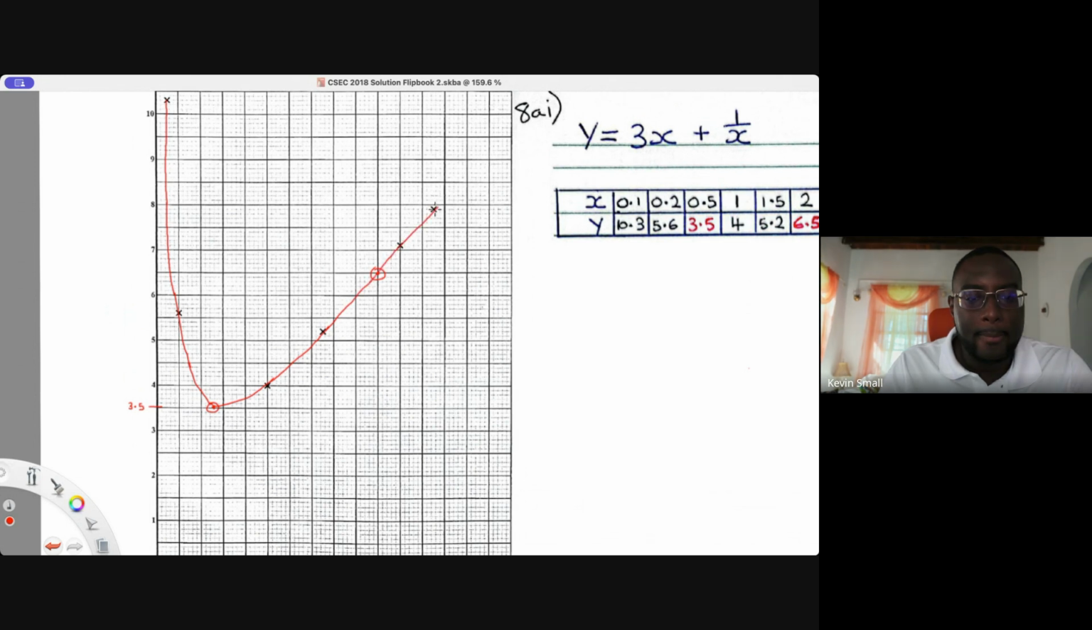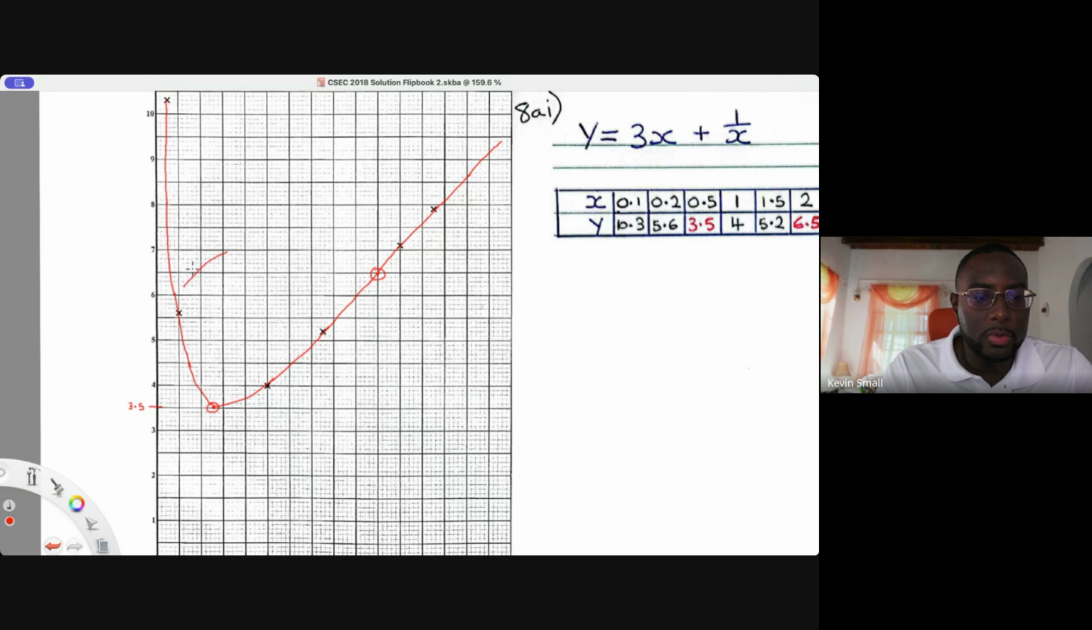So this is a weird looking graph. It is a reciprocal function graph. Those normally look weird, but this is what it should look like, okay? So that is the graph itself, and always extend your line past the last point. All right, but you try to make your curve as smooth as possible.